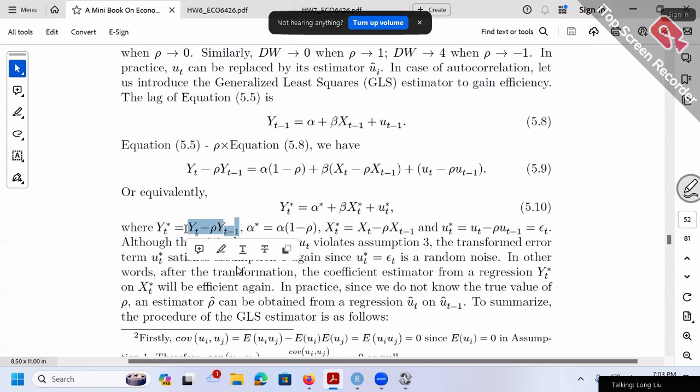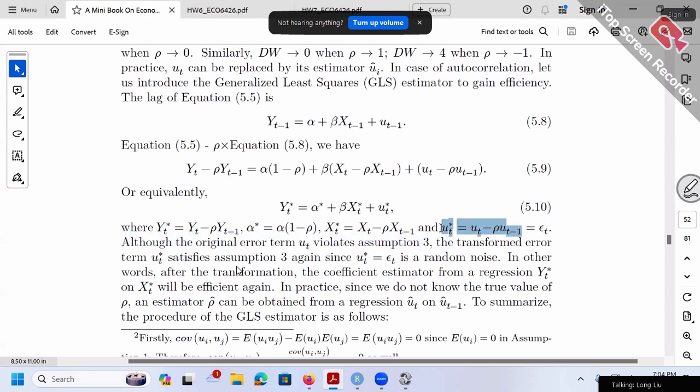Before, for assumption two, we did a transformation and got y star, x star. At that time, for assumption two, y star is y divided by sigma_i. That's for heteroscedasticity. Now, for autocorrelation, for assumption three, our transformation for y star is y_t minus rho y_{t-1}. Similarly, x star is x_t minus rho x_{t-1}. So similarly, u star is u_t minus rho times u_{t-1}. This is the transformation to get our u star.